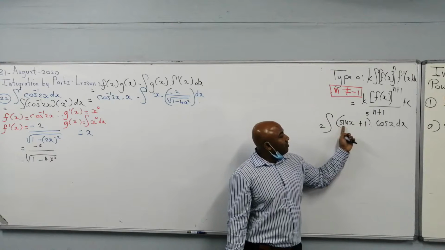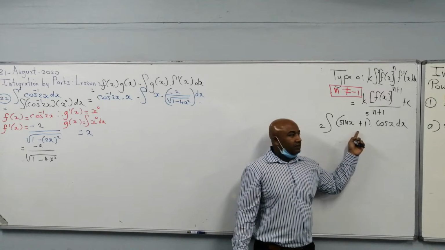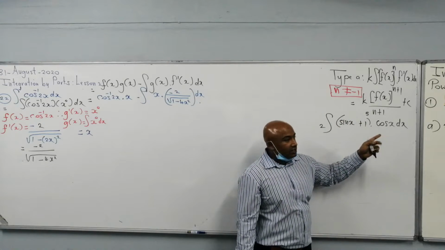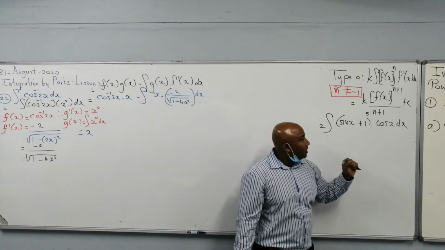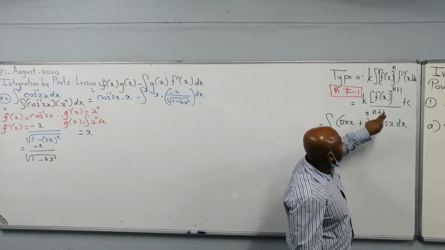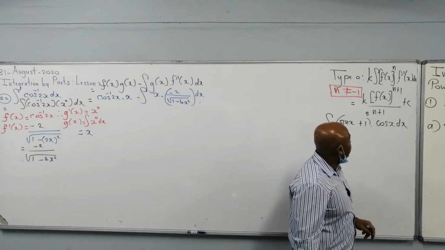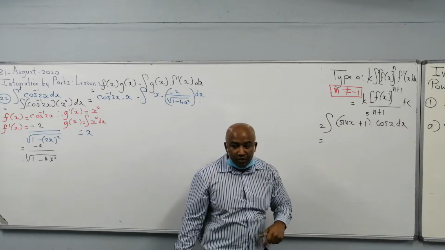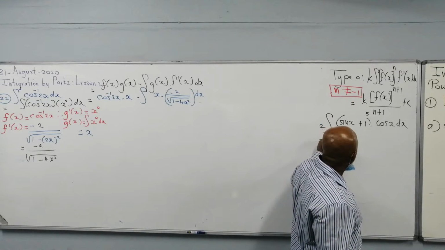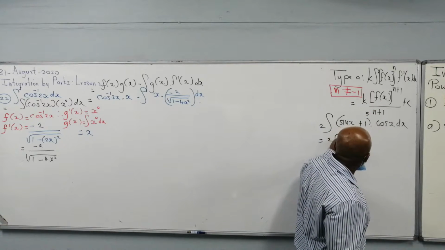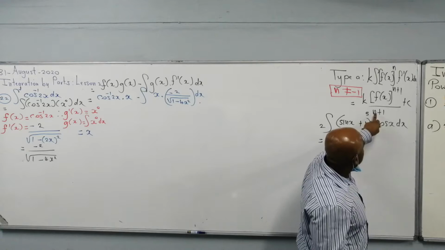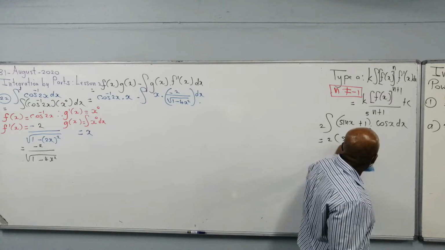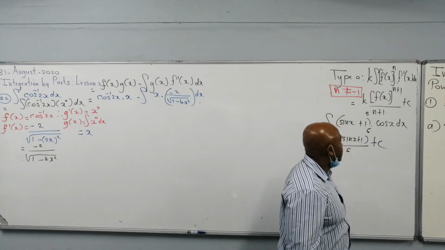Now I need to check. If I differentiate everything inside here, is it equal to cos x? Yes. What is the derivative of sine x? It is cos x. The derivative of 1 is 0. So this is an exact derivative. That means this is f prime x and this is f of x. Then if you have this situation, k is just a number in front here, like 2 or 3 or 4, then it will be k times f of x, which is sine x plus 1 to the power n plus 1. So if this is a 5, plus 1 will be 6, over 6 plus c.